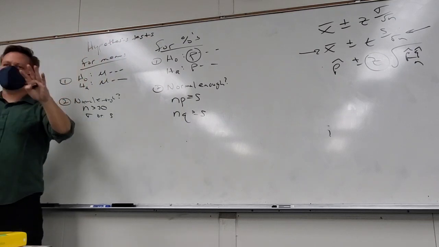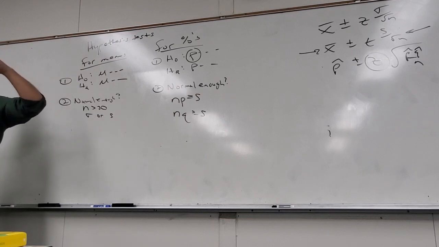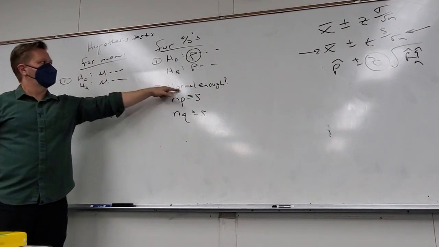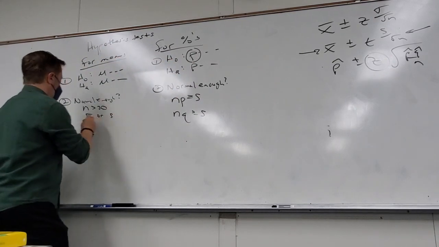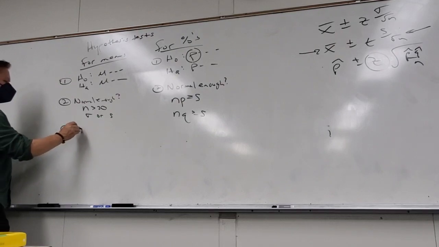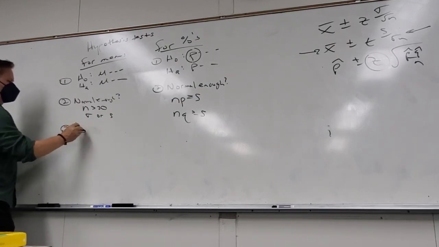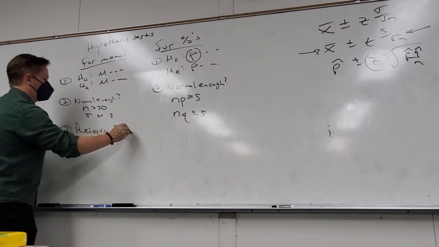Okay, so this makes sense. All the steps are the same. It's just that some of the steps are going to be different because I'm talking about percentages, not means. But I still have to check if it's normal enough. I still have to set up my hypotheses. Third step was critical region, or what I call rejection region. You call it that. This is exactly the same.